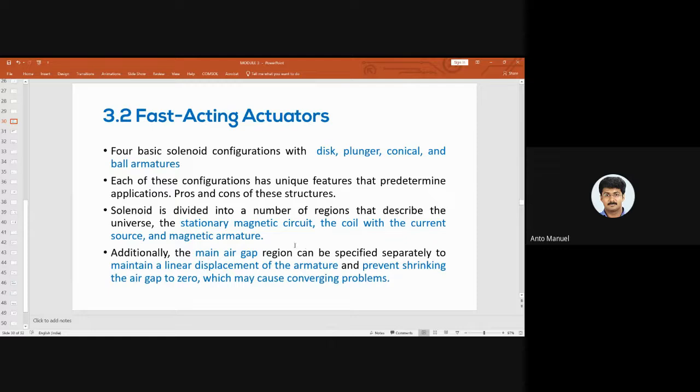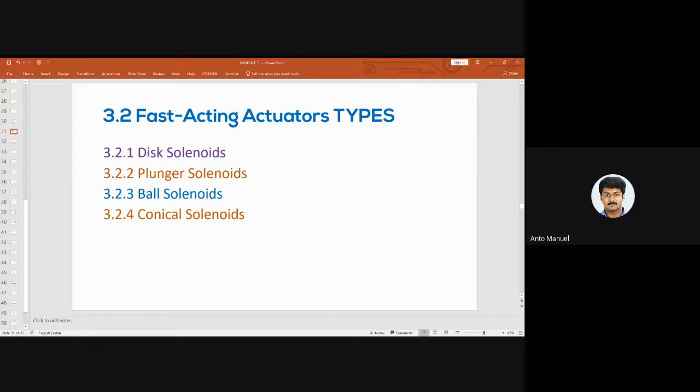Additionally, the main air gap region can be specified separately to maintain the linear displacement of the armature and prevent shrinking the air gap to zero, which may cause convergence problems in fast-acting solenoids or actuators when we go in depth. These are the four types of solenoid we will discuss in this module in detail: disc solenoids, plunger solenoids, ball solenoids, and conical solenoids.